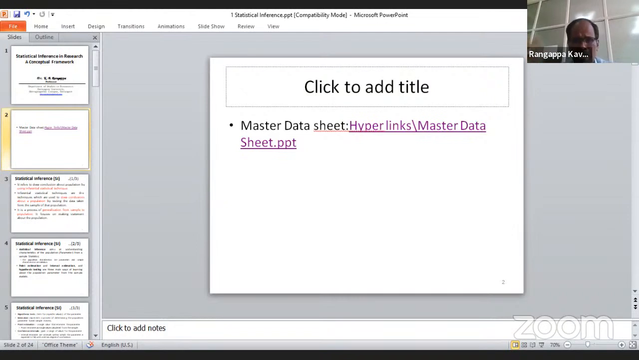So I'm not going to speak much on SPSS. I'm just using this simple one. I'm going to take just some 10 minutes on something most important in data analysis. And let me give some important information or guidelines to construct the master data sheet, whether you are creating it in SPSS or in Excel.